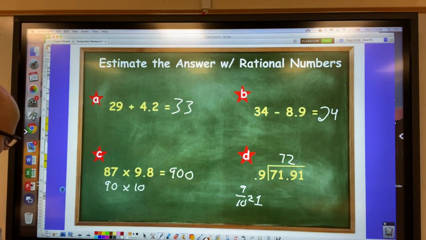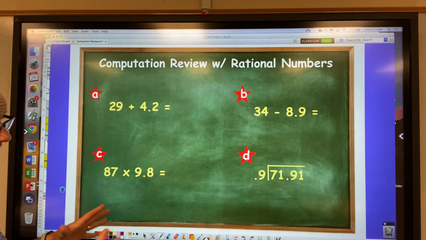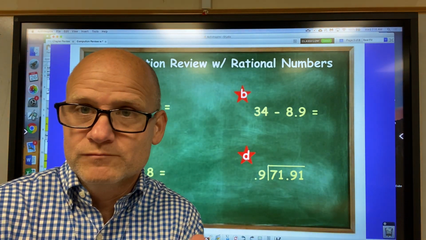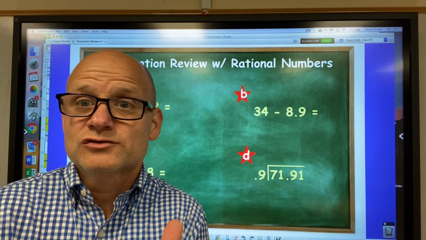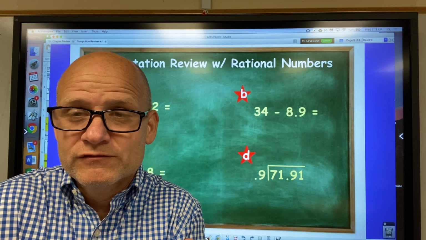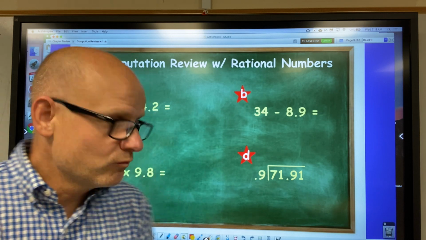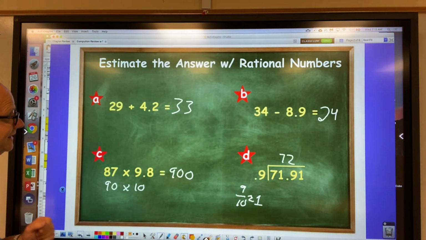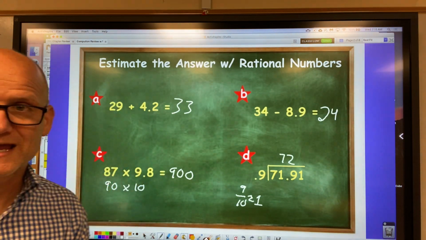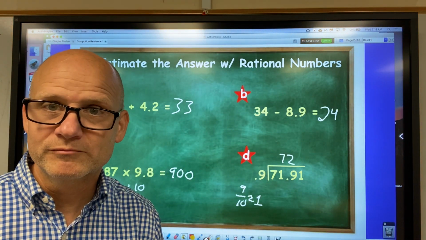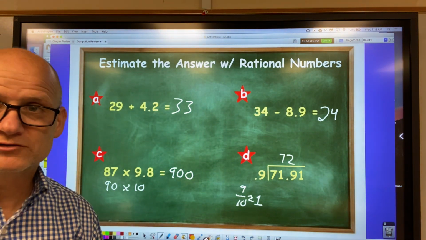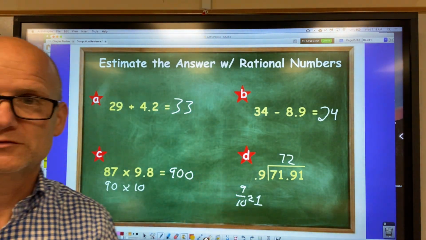So here's what I want you to do now. Again, I said these problems are review. You probably have covered this last year. So now I really want you to solve these 4 computation problems. But remember what we expected. We expected maybe 33 for A, about 24 for B, around 900 for C, and maybe 72 for D.